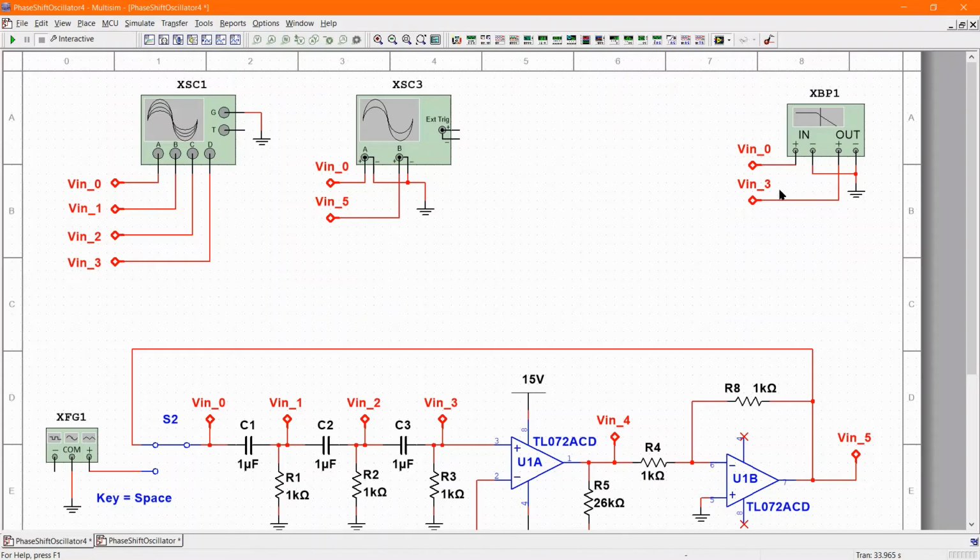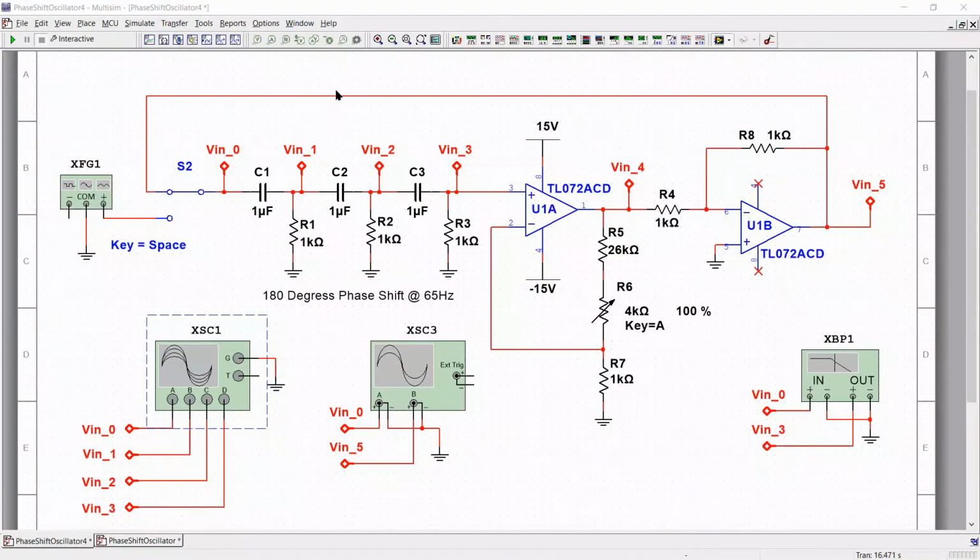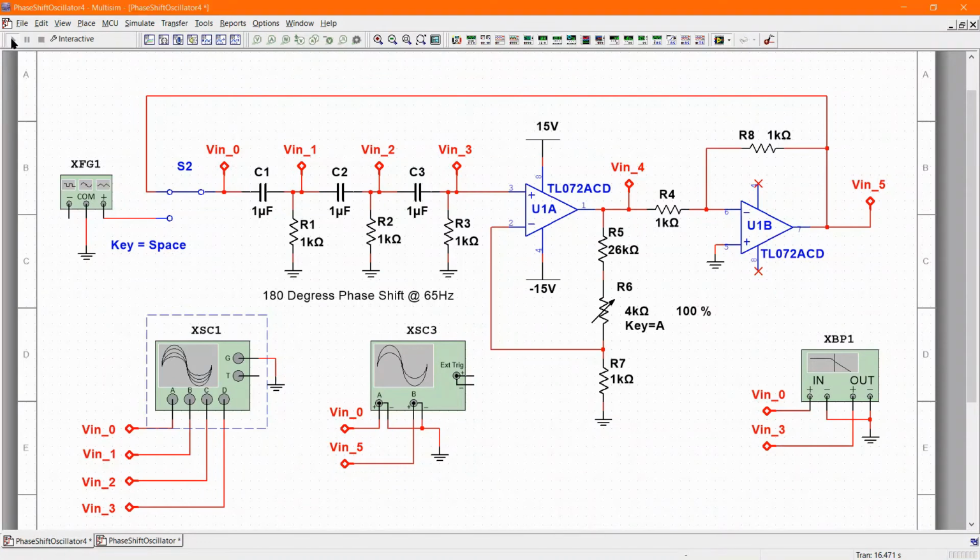And then this one here, a Bode plot analyzer, I'm going to use that to look at the phase shift across VN0 to VN3 and figure out what frequency is getting through with the right phase. So let's start the simulation. We'll press go here. And the first thing I want to look at is the 4 points along the input filter.